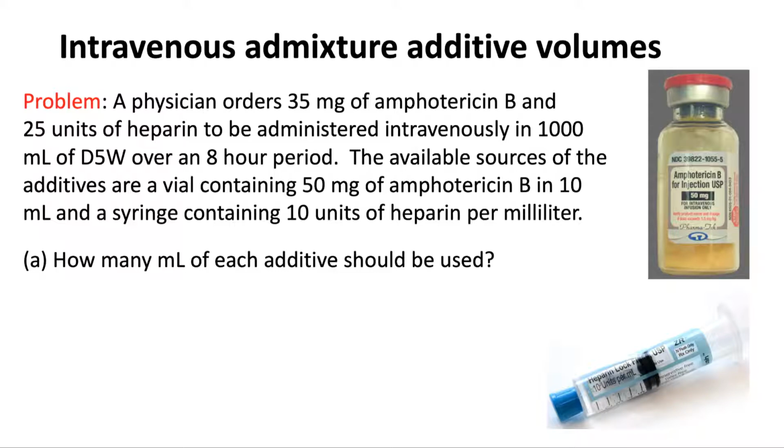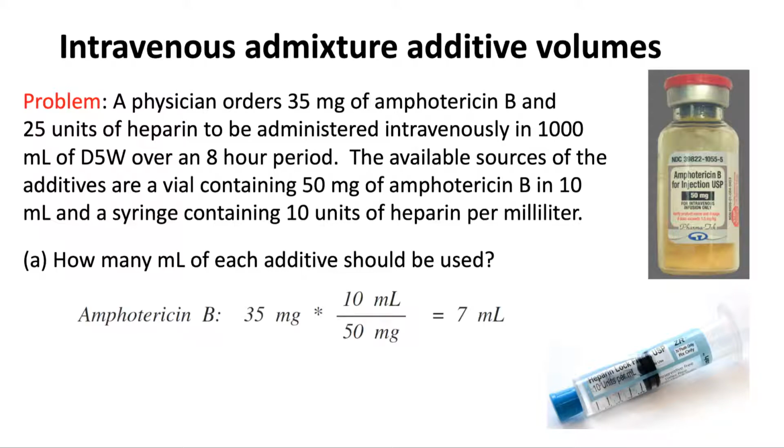All right, so we've got some information about our amphotericin B, and we've got our information about heparin. These two different drugs are going to be combined into the same 1-liter bag and to be administered over 8 hours. Okay, so the first question, part A, says, how many milliliters of each additive should be used, essentially injected into this 1-liter bag? Well, let's start with the first drug. We'll start with amphotericin B.